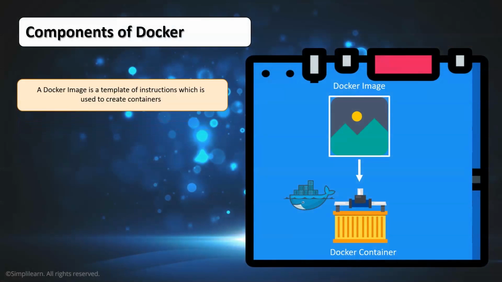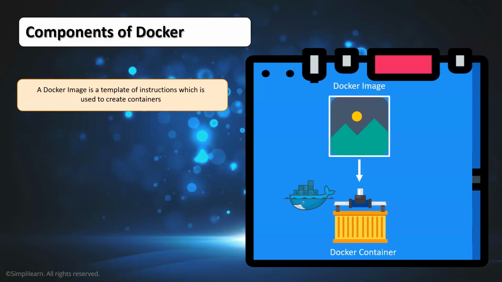Now a Docker image is nothing but a template of instructions. It has a couple of instructions which you use to create a final Docker container. For example, I want to have a Tomcat Apache Docker image. So what are the instructions I have to do?